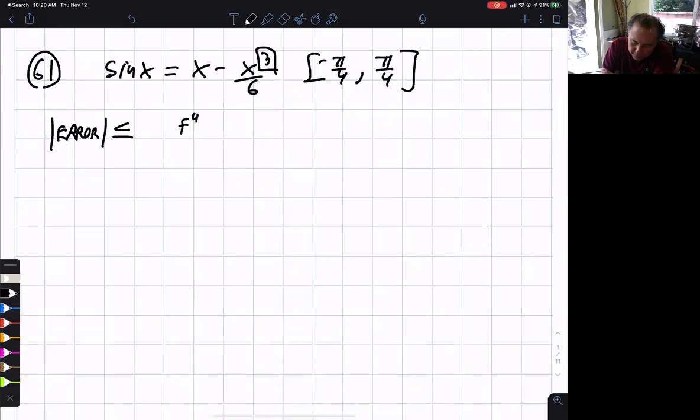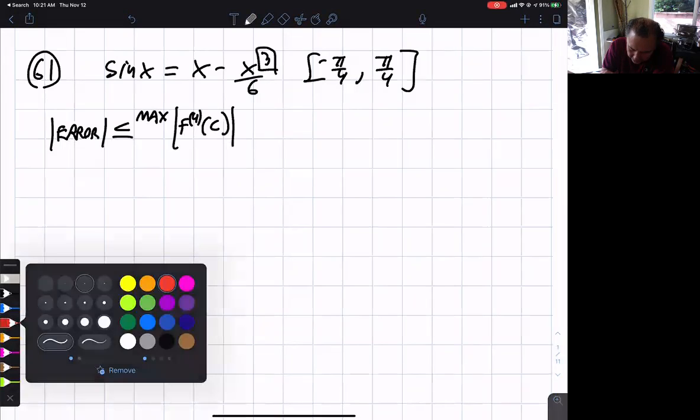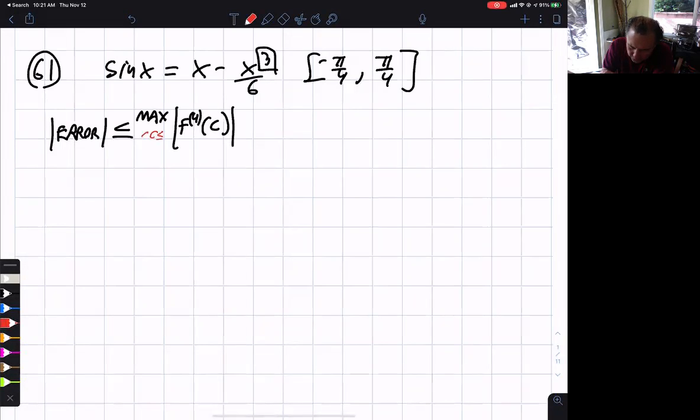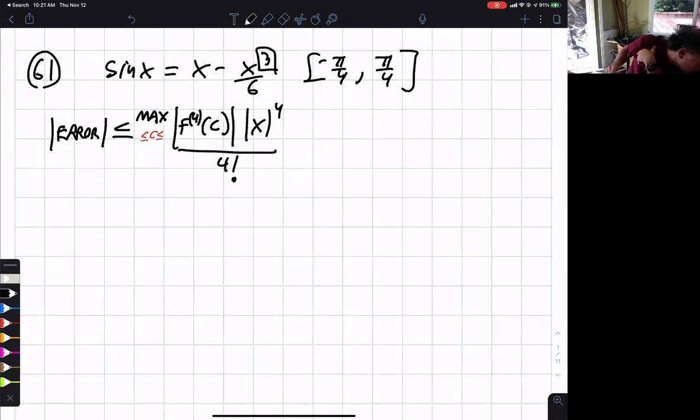So it's going to be the fourth derivative at some point c, but we want, as an absolute value, a number that's bigger than or equal to this for all c's. And here's where the c part gets crazy. c has to be between two numbers, and we'll talk about that. Then we have centered at 0, so it's going to be the absolute value of x to the fourth over 4 factorial. Now, are we given a specific point on 61? No.